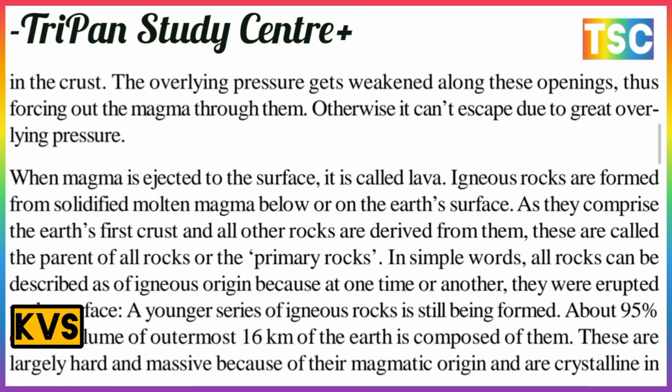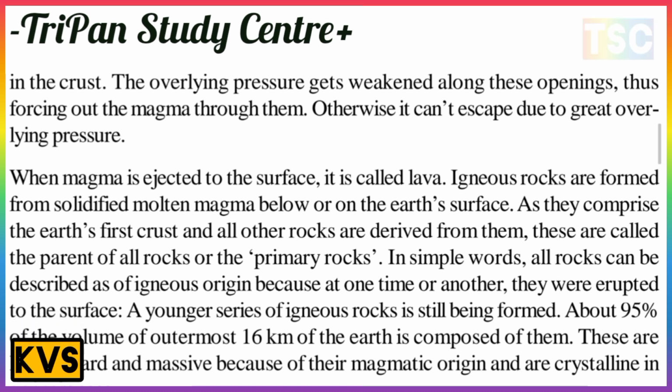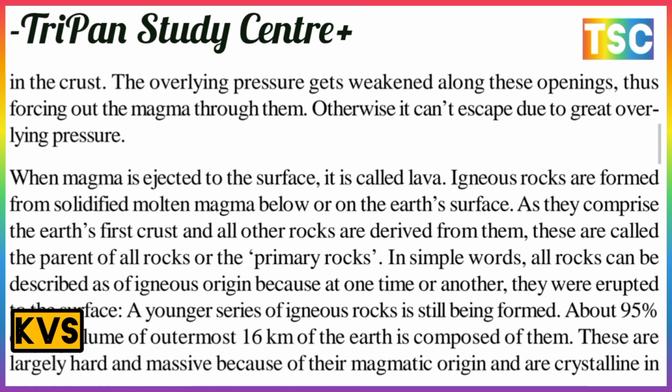Where the magma is ejected to the surface, it's called lava. Igneous rocks are formed from solidified molten magma below the earth's surface. As the earth's first crust, all other rocks are derived from them, and this is called the parent of the rocks. It is a primary rock.